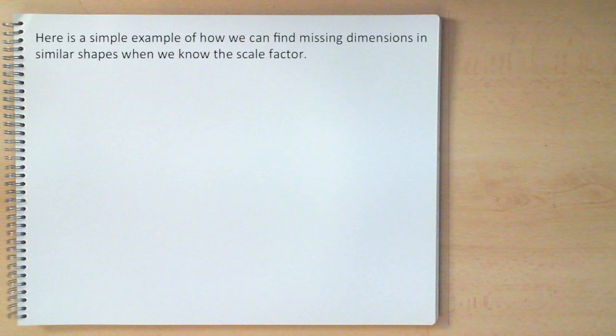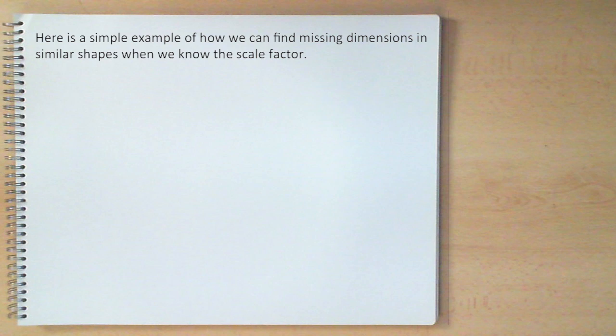A typical sort of problem that you'll be given involving scale factors and similar shapes is, given that two shapes are similar, can you find the missing side or dimension of the second or the first shape? So let's see how this works by doing a very quick example.